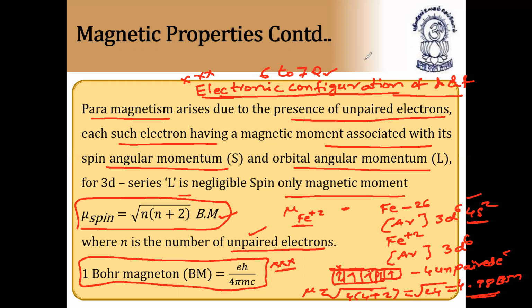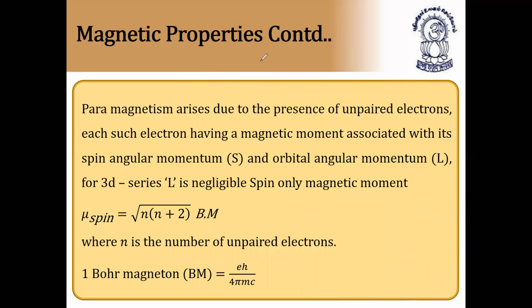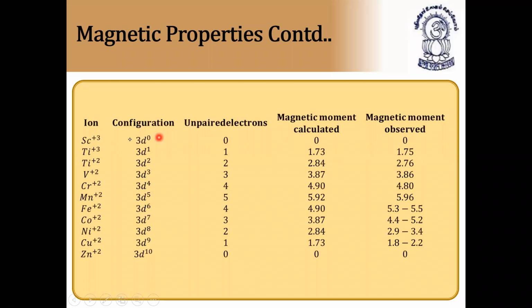So this we'll discuss later. I wanted to give an example, that's why I have given it. Next, continuation. You can see here the number of unpaired electrons, clearly mentioned. Scandium plus 3, 3d0, has no unpaired electron, that's why it is colorless. The observed magnetic moment is 0. And titanium plus 3 has 1 electron in the d orbital, so the number of unpaired electrons is 1. The calculated value is 1.73, and the observed magnetic moment is 1.75.